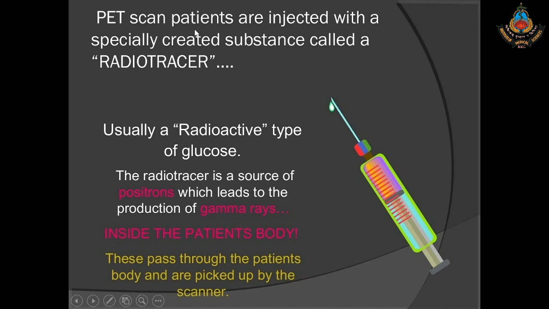In a PET scan, the patient is injected with a specially created substance called a radiotracer, which is 18-FDG. 18-fluorodeoxyglucose is used as a radiotracer, which is injected. Usually, a radioactive type of glucose or radiotracer is a source of positrons, which leads to the production of gamma rays, and it is injected inside the body, and the gamma rays are picked up by the scanner.